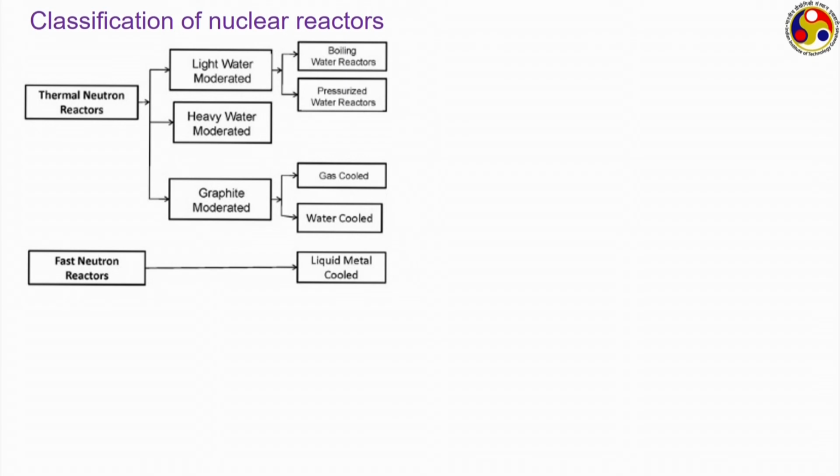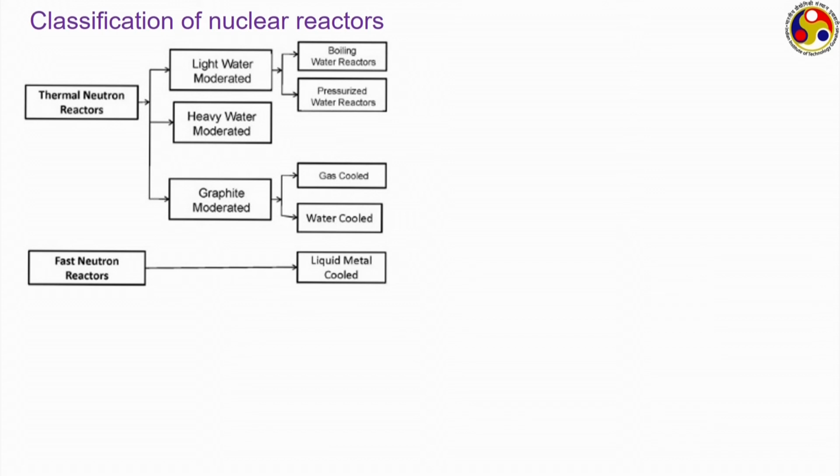Now, nuclear reactors can be broadly classified into 2 categories depending upon what kind of neutrons they use. When they use fast neutrons, we call them fast neutron reactors. When they use thermal neutrons, we call them thermal neutron reactors. And thermal neutron reactors are the most common one. More than 90% of the reactors, maybe more than 95% of the reactors which are available commercially throughout the world are actually thermal neutron reactors, because of certain reasons which we shall be discussing later on.